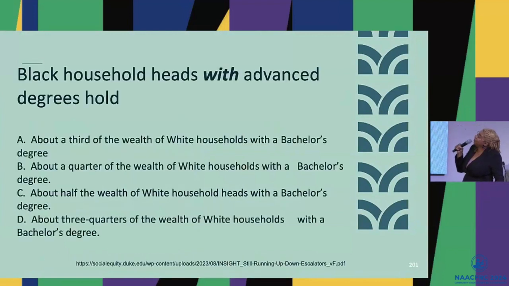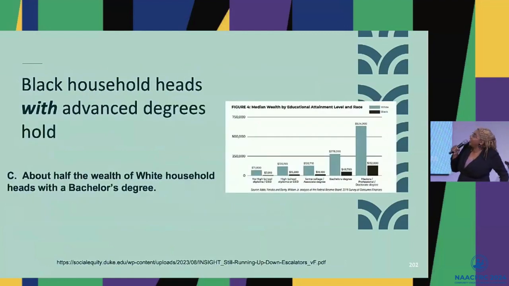Yeah, it is. How about this? What if you have an advanced degree, like a master's degree or a PhD or something like that? Black household heads with advanced degrees hold about a third of the wealth of white households with a BA, about a quarter, half the wealth of white households with a bachelor's degree, or about three quarters. How many people think it's a third? Okay, some people. How many think it's a quarter? All right. How many think it's half? All right, we got some halves and three quarters. Okay, some people think three quarters, that's good. If you said half, you were right.